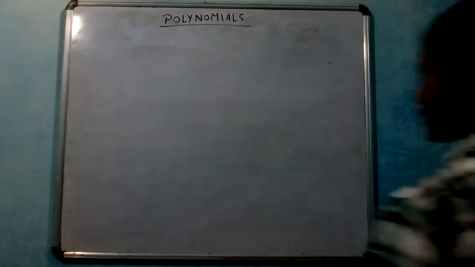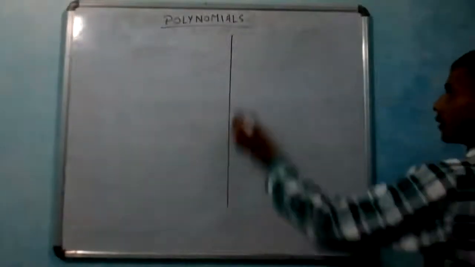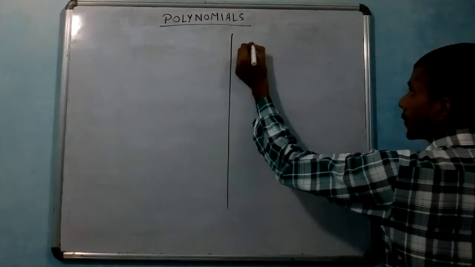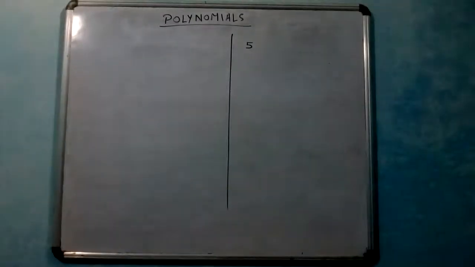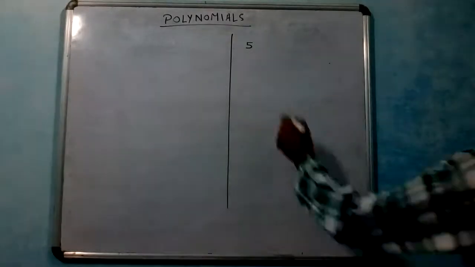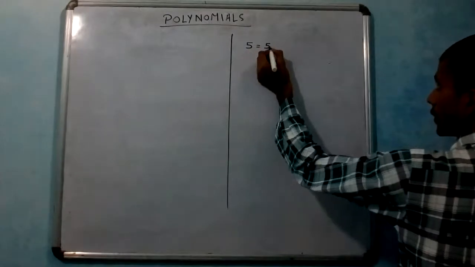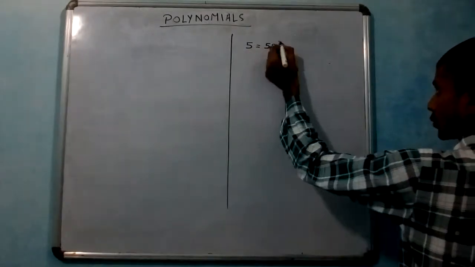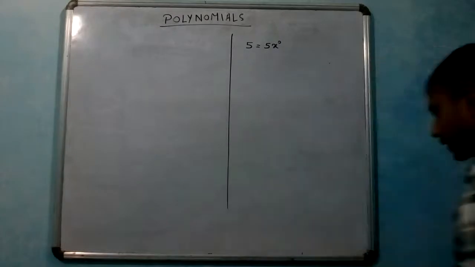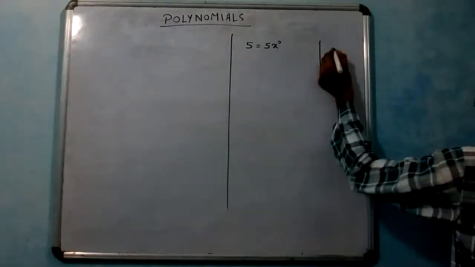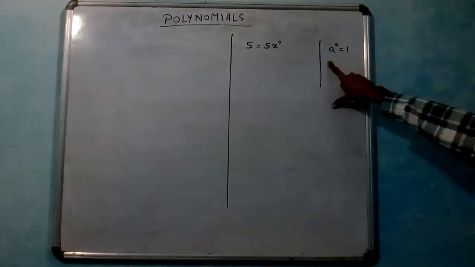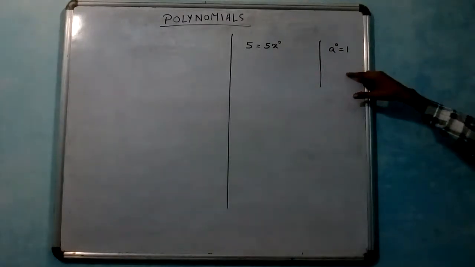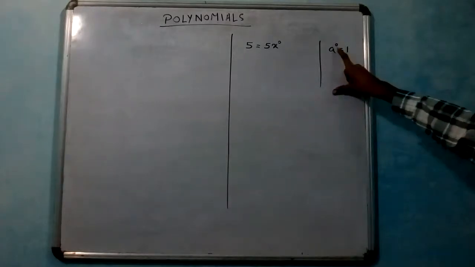Now suppose I write 5. Is it a polynomial? So how can we understand yes it is a polynomial? We can write 5 as 5x raised to the power 0. Any number raised to the power 0 means how much? 1. Any number raised to the power 0 is 1.